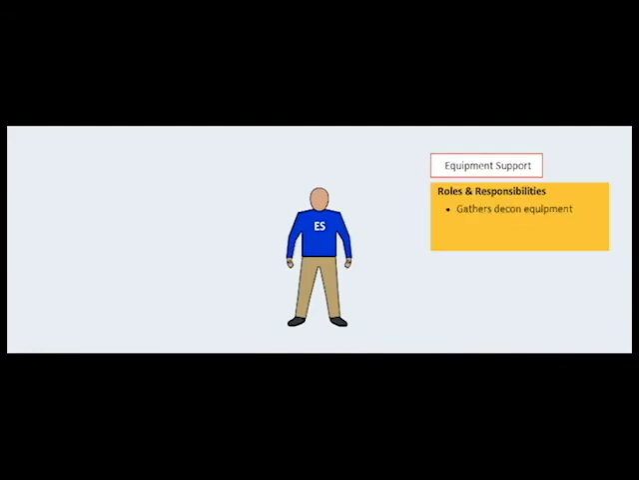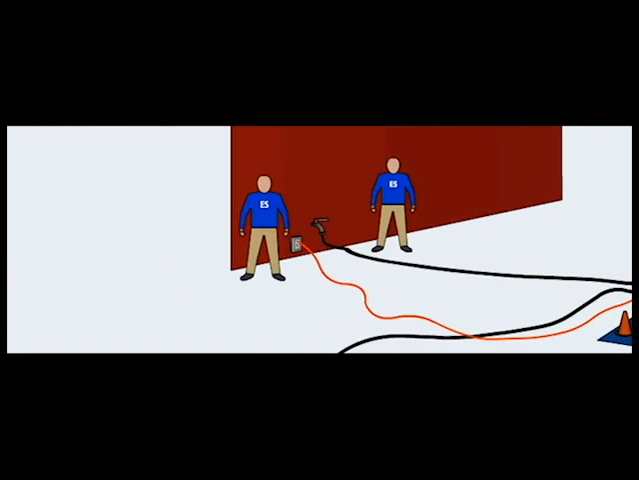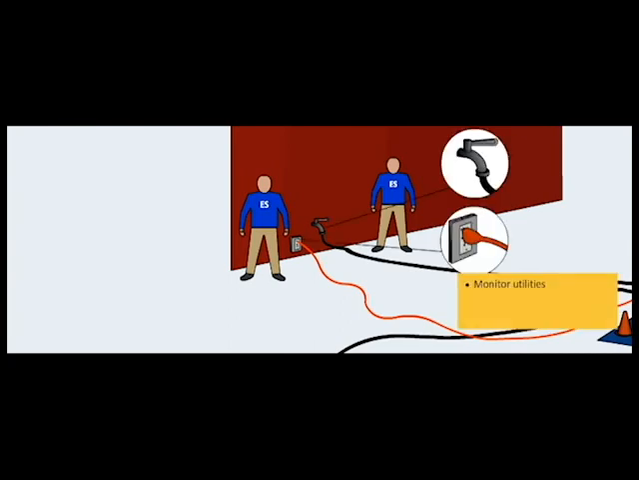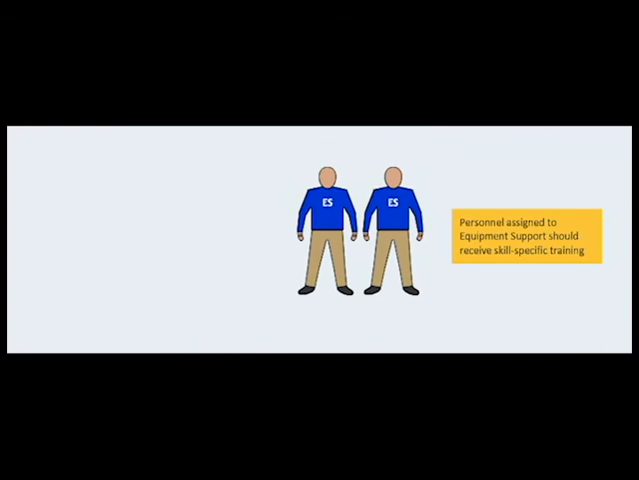Equipment support gathers decontamination equipment and prepares the Decon area as instructed by the Decon unit leader. The configuration is impacted by the number of victims and their need for assistance through the Decon process. After establishing the Decon corridor, equipment support personnel monitor utilities, oversee wastewater recovery, and assist the Decon unit leader as needed. At the conclusion of the emergency decontamination operation, they should shut down all utilities and report for debriefing. Personnel assigned to this sector should receive skill-specific training.